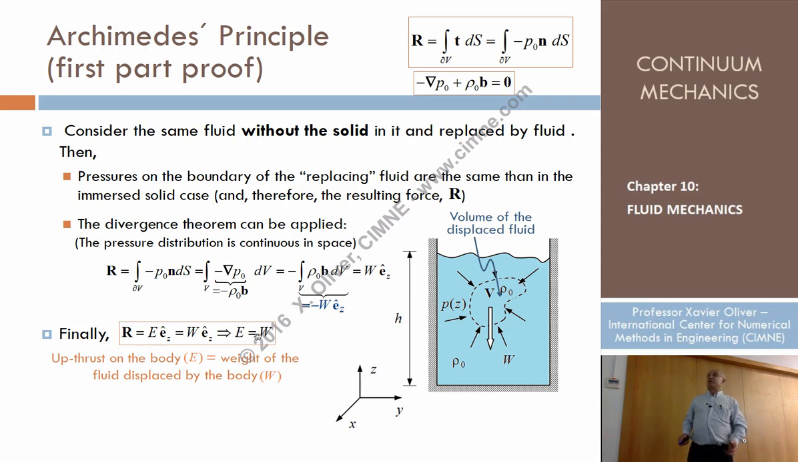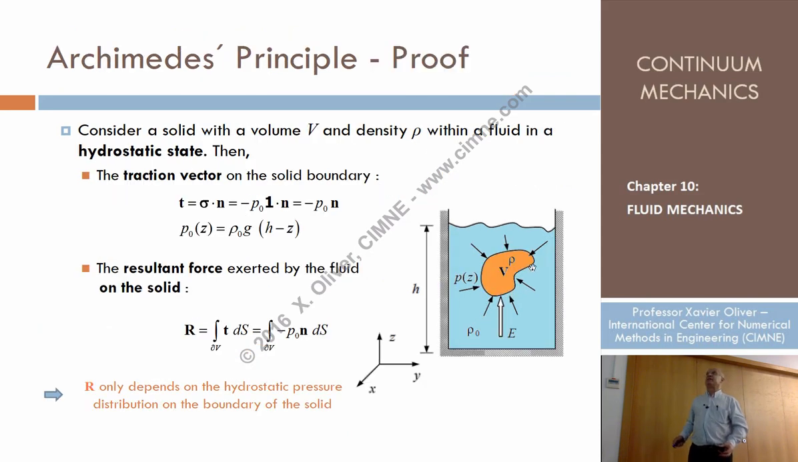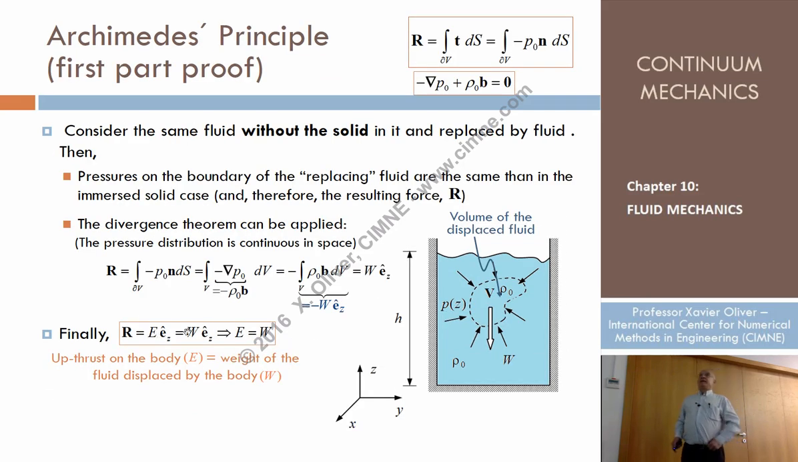The resulting forces on this volume of fluid, which are the same as the resulting forces on this boundary of the solid, are equal to the weight of the displaced fluid times Ez, in the vertical direction. So it's a vertical force whose modulus is the upthrust that we want to compute, and that upthrust is equal to the weight of the displaced fluid.